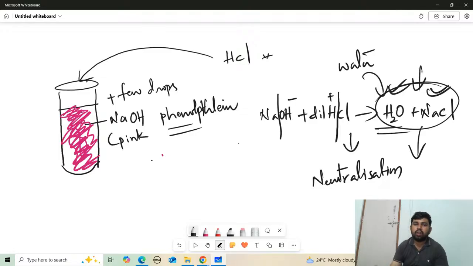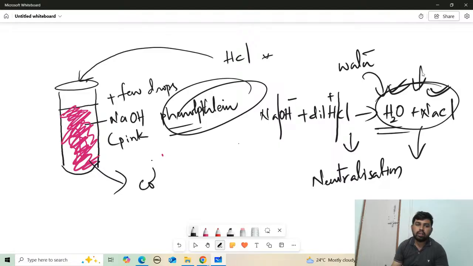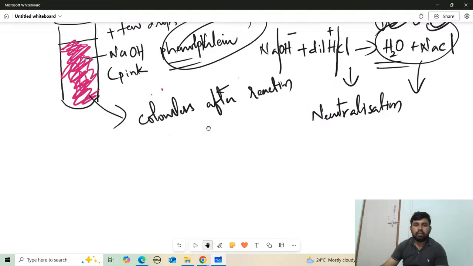Then what is the color of phenolphthalein in neutral, sir? It becomes colorless after the reaction. Now see again what they are saying. After the reaction, this pink color that was there is gone, so we have a mixture of what?